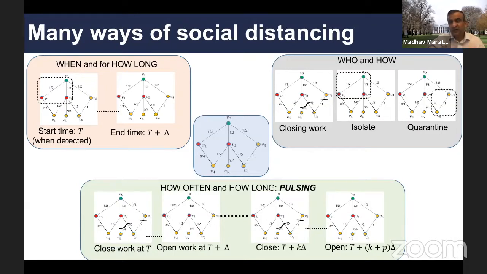The second thing on the top asks, who do you intervene on and how? You can either close workplaces, or isolate the nodes, or quarantine the nodes. Isolation and quarantine are different. In isolation, you isolate the folks who are sick. Quarantine denotes isolating individuals who have come in social proximity of the infected individuals, but might not be sick themselves. And then there is the pulsing strategy, where you close the place and social distance for a while, then you open, and then you social distance again.